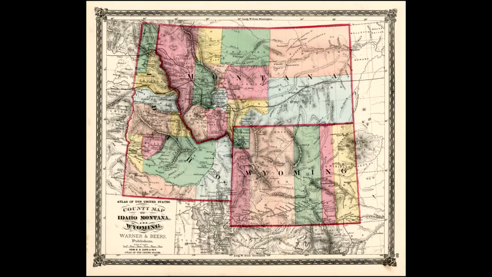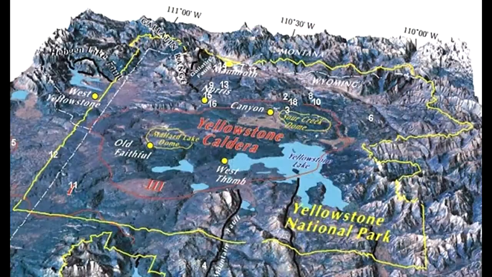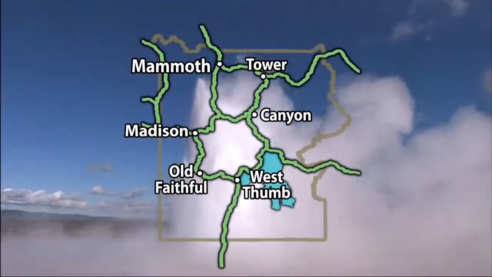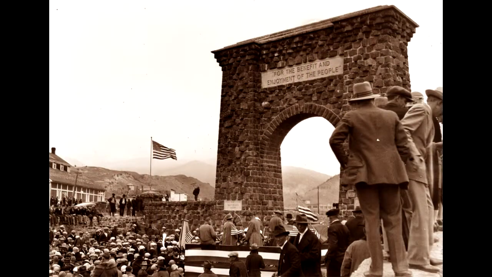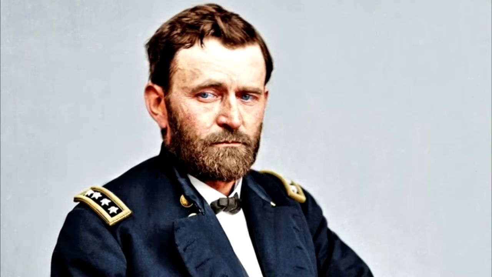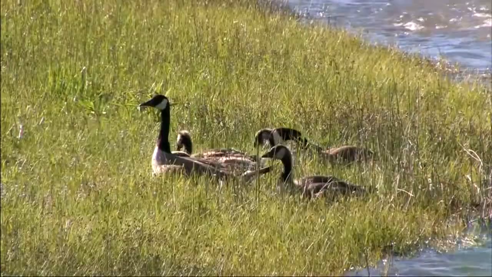Yellowstone National Park is located in Wyoming, Montana, and Idaho, taking up 3,472 square miles. The majority of the park is in Wyoming, leaving 3% in Montana and 1% in Idaho. It became the first national park on March 1, 1872, on behalf of President Ulysses Grant. Some of the attractions include wildlife, geysers, lakes, and waterfalls.